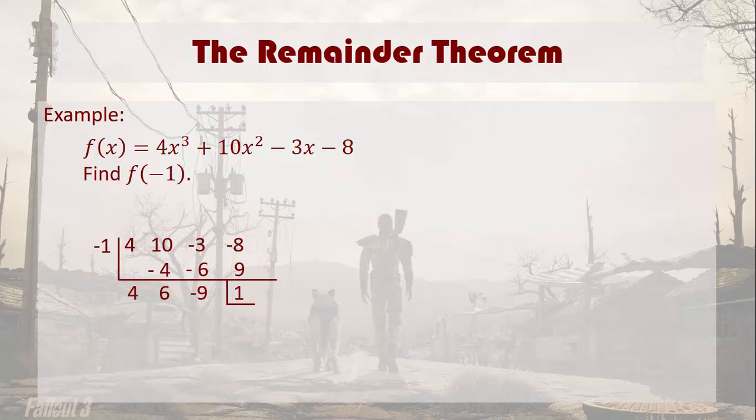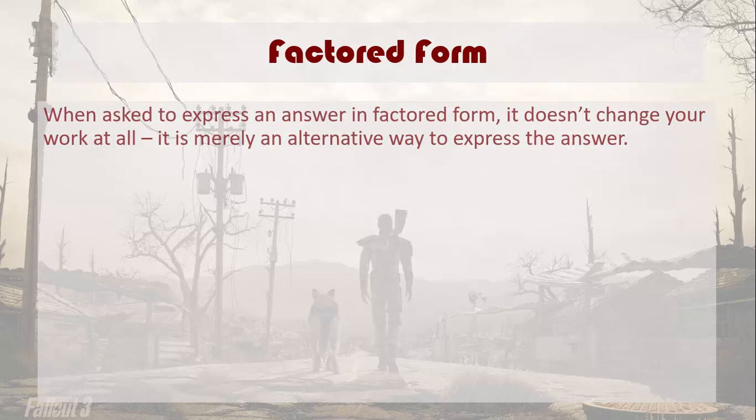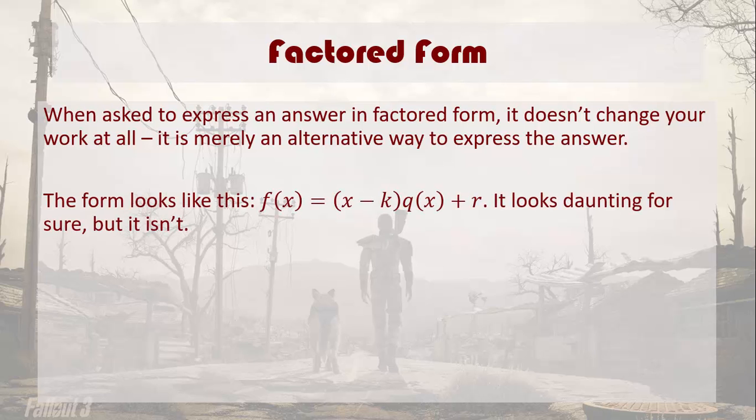Okay, so another thing. Factored form. When asked to express an answer in factored form, it doesn't change your work at all. You're still going to go through the same process that you have in the past. It's just another alternative way to express the answer. And it looks like this. F of x equals x minus k times q of x plus r.